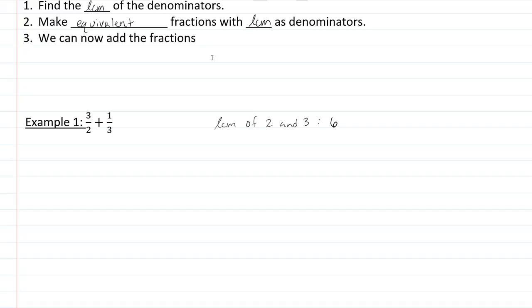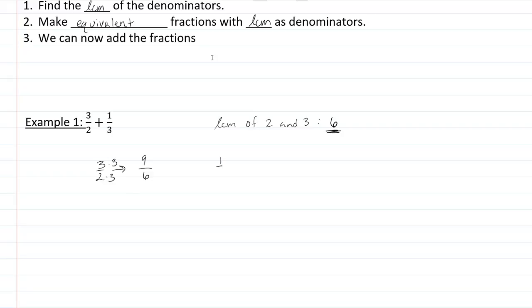So what we have to do now is multiply both of these fractions, top and bottom, by the same number, to make equivalent fractions with a denominator of 6. So how do we multiply 3 over 2 and turn it into something over 6? Well, if I multiply the 2 by 3, that would become a 6, and I have to multiply the top by the same thing, so this would be 9 over 6. 9 over 6 is equivalent to 3 over 2.